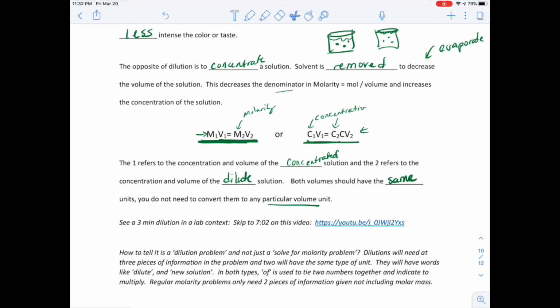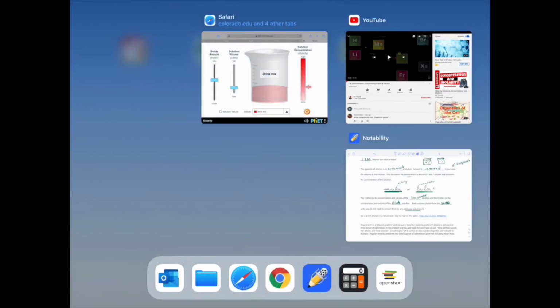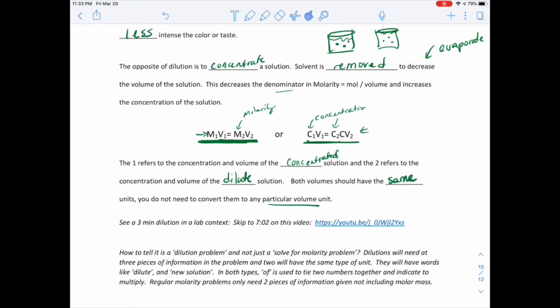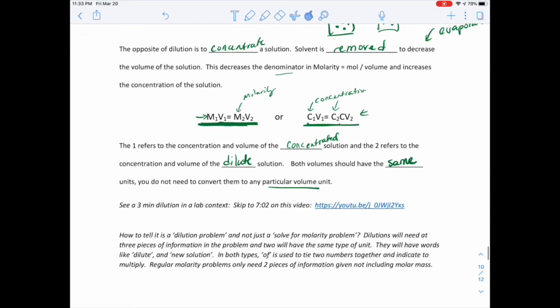And if you skip to 7:02 on this video, it looks like this. He shows how to do a dilution. You're going to have to skip past the video thing there, but skip to that part. If you want to see a dilution in lab, it's like 3.5 minutes, I think.